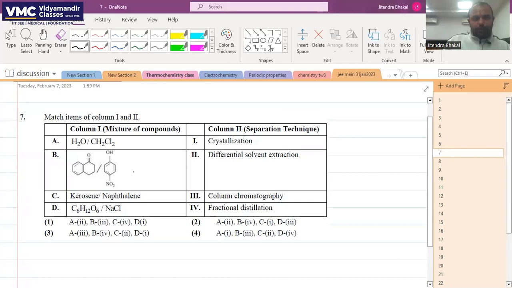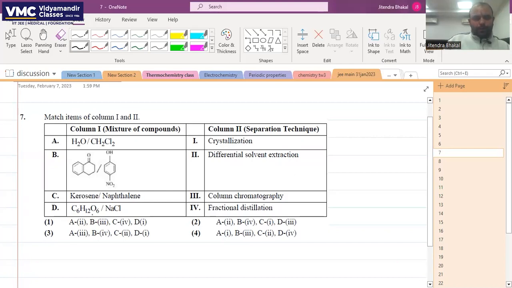Matrix match. We need to match these column A versus column B, column 1 versus column 2. So we'll start with crystallization. Crystallization is used to separate two solid compounds.